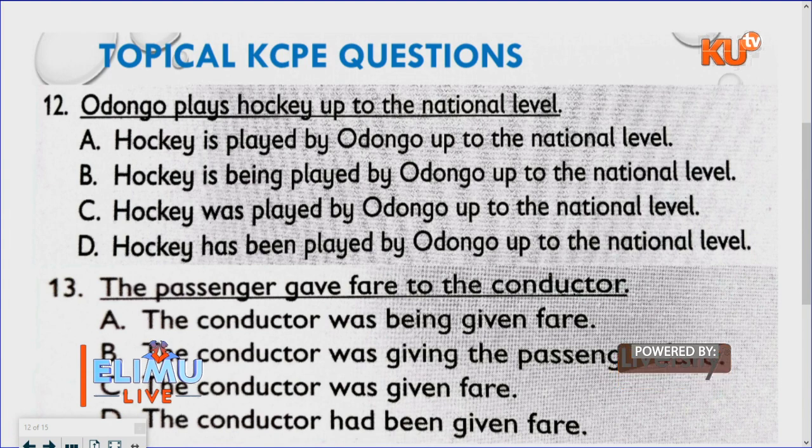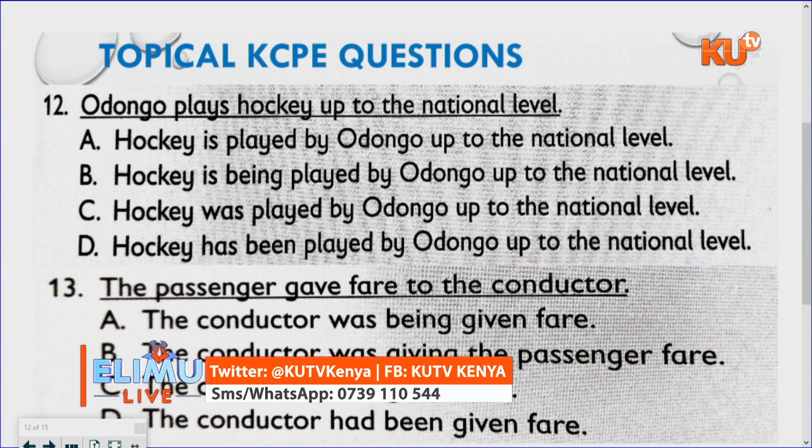The first one, question 12. Odongo plays hockey up to the national level. So, hockey is played by Odongo up to the national level. Hockey is being played by Odongo up to the national level.